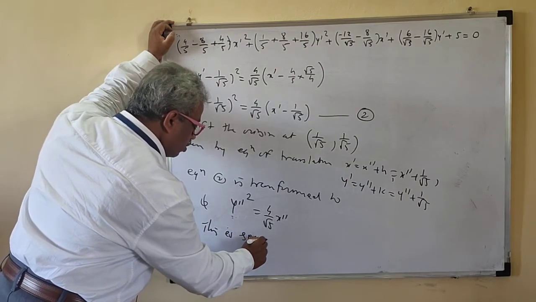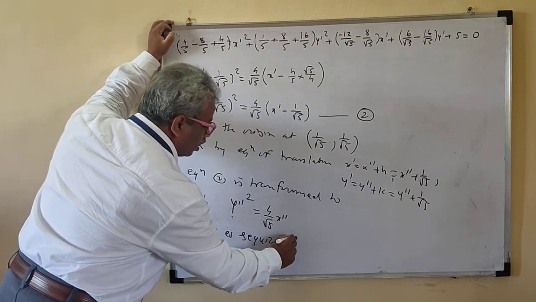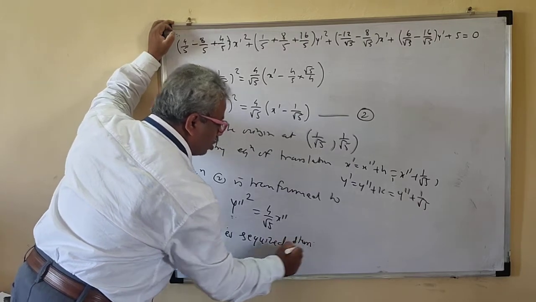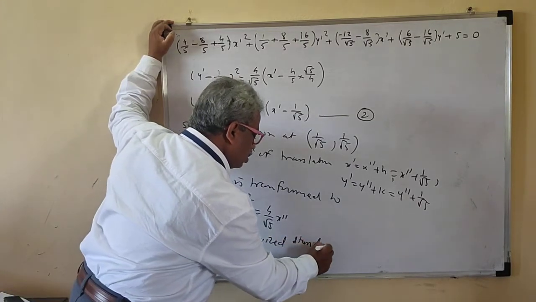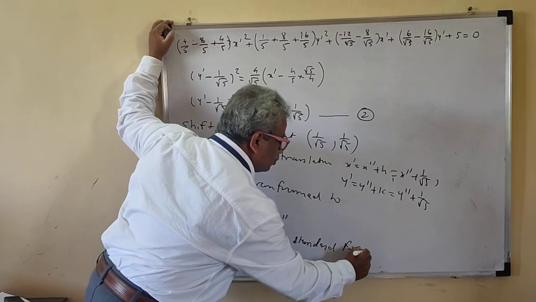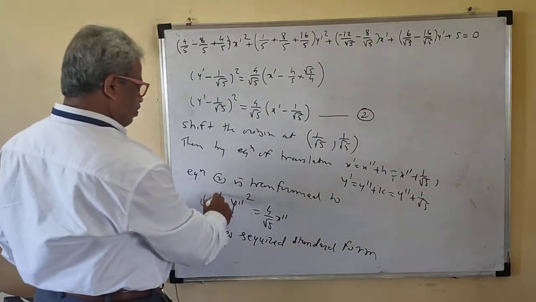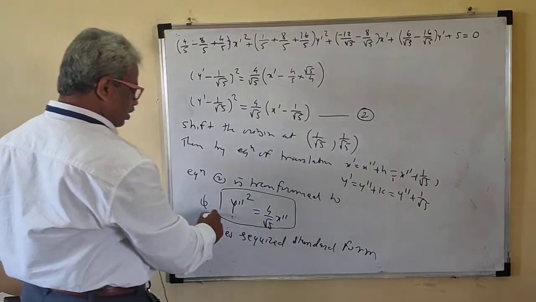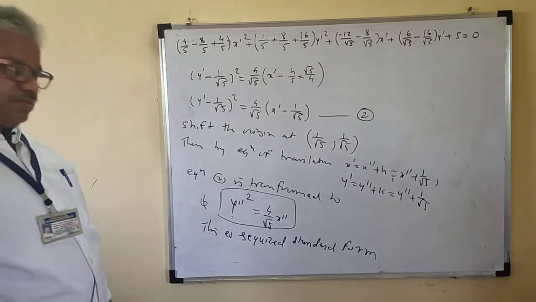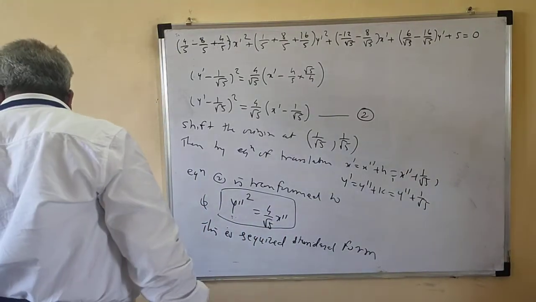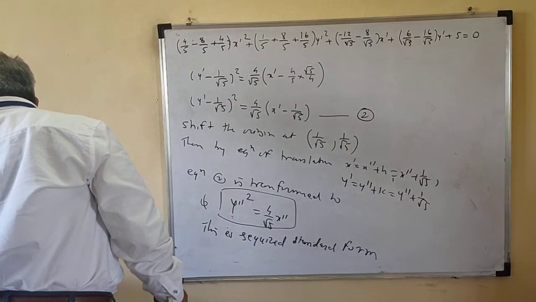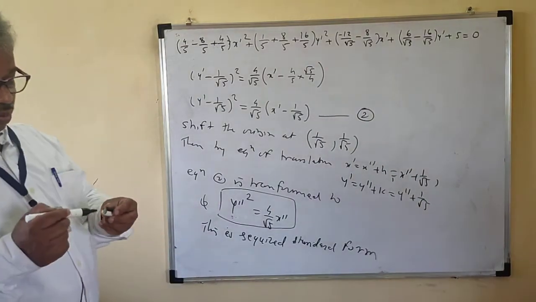This is the required standard form. Okay, so this is the required standard form. This is the parabola. See, y square is equal to 4x. Okay, so I hope that you understand this. So you can solve any problem now.